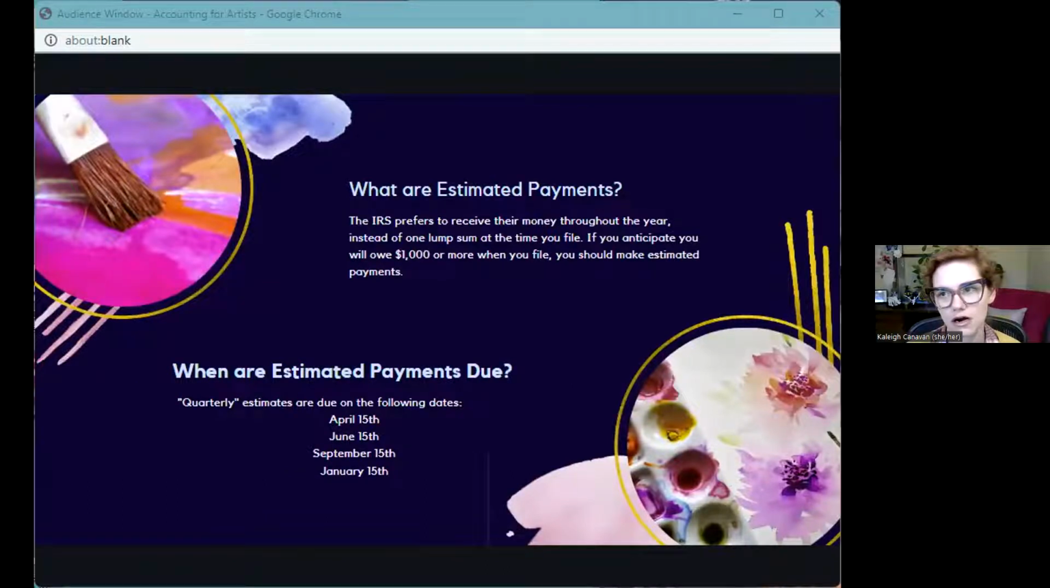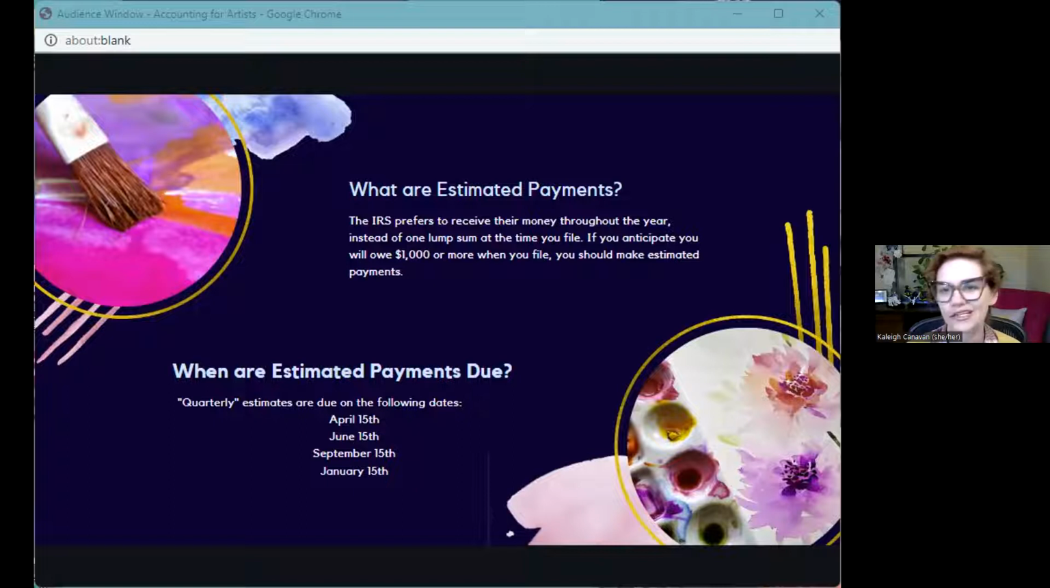Estimated payments are basically in anticipation of the tax that you will owe, because the IRS and the states prefer to receive their money periodically throughout the year as opposed to one big lump sum at the end. So even if you file in April and you pay 100% of what you owed, you could still be subject to penalties and interest because you did not make periodic payments throughout the year.